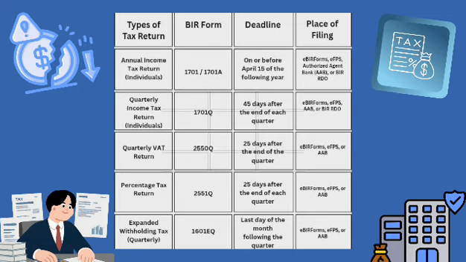Number 5. Expanded withholding tax, quarterly. eBIR form 1601EQ. Deadline: last day of the month following the quarter. Place of filing: eBIR forms, eFPS, or AAB.